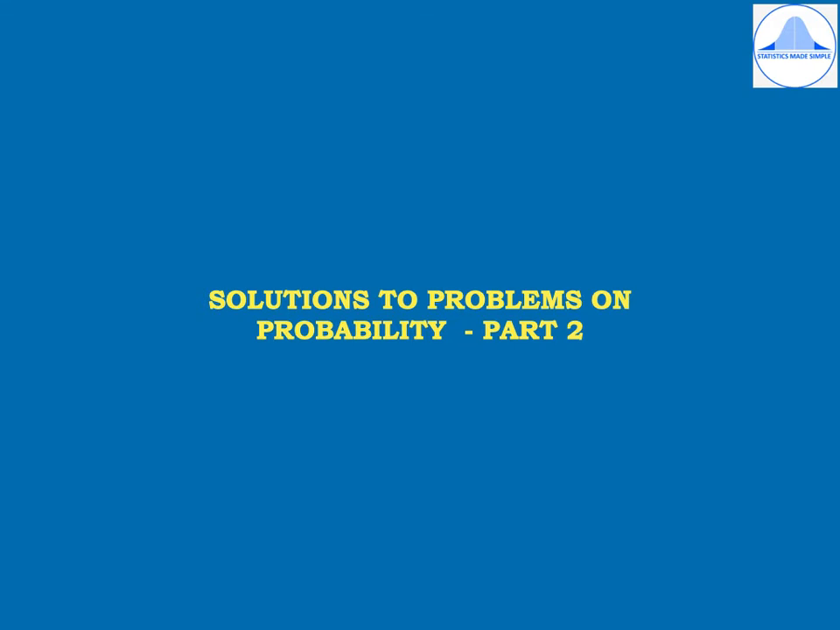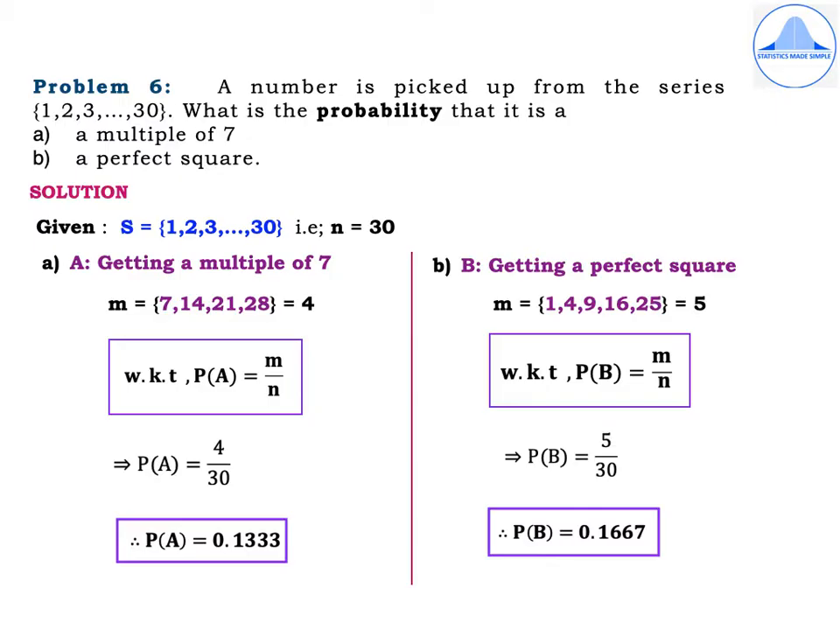In this video, we'll use the classical approach to probability to find solutions to problems, part 2. Problem 6. A number is picked up from the series 1, 2, 3, which continues up to 30. What is the probability that it is (a) a multiple of 7, (b) a perfect square? So let's start with the solution.